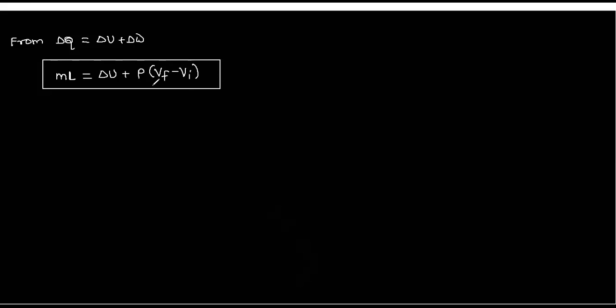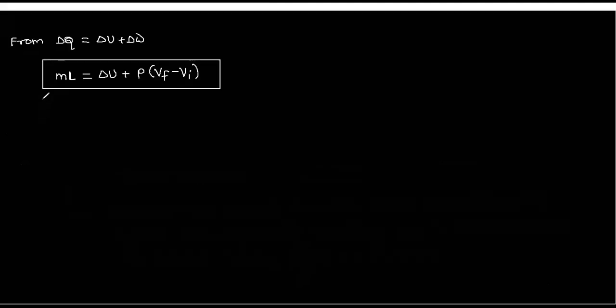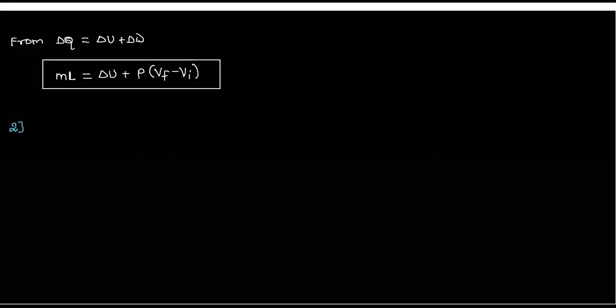Boiling of water, and in that also 100-degree water to 100-degree steam. Conversion, state change, only state change. Clear? Okay, another example. So this one is the first example, that is boiling of water. I am taking another example. Let's take this second example, that is freezing of water.